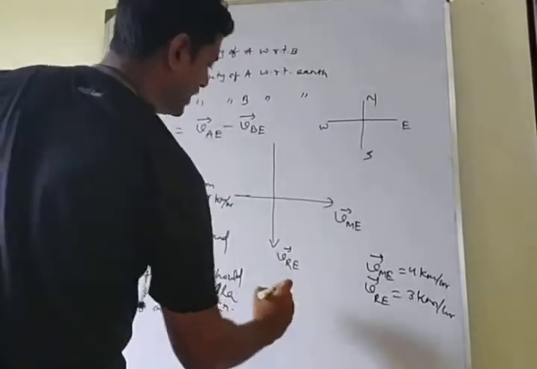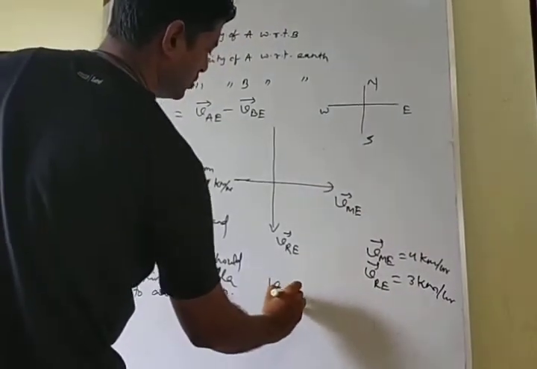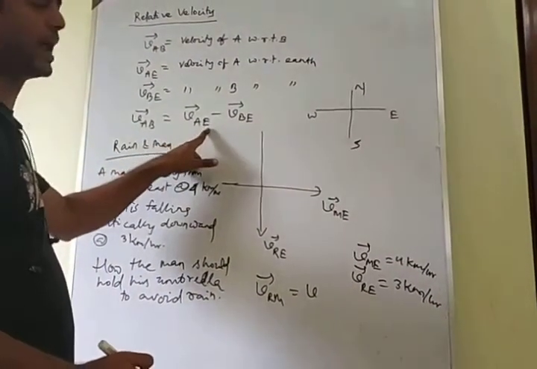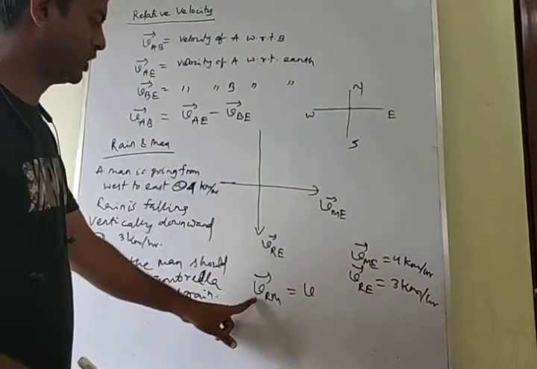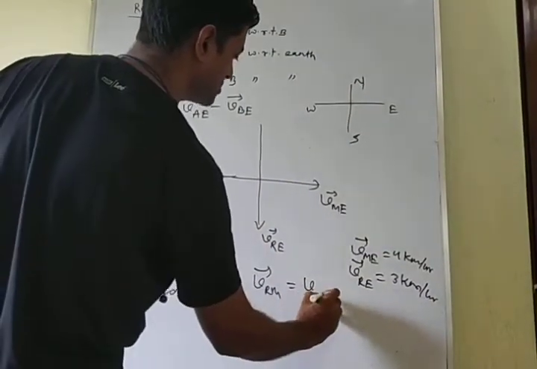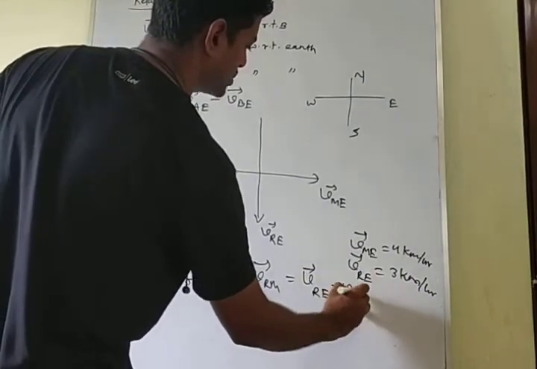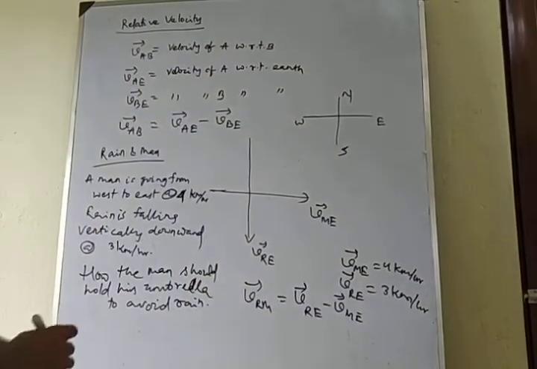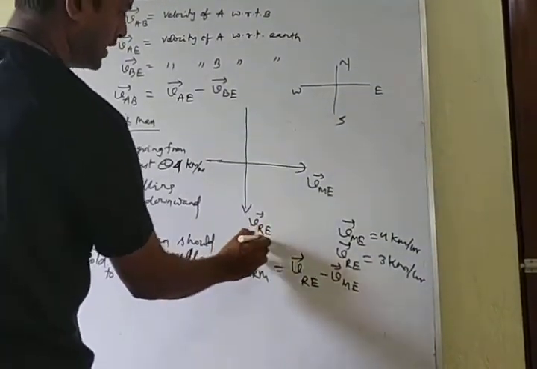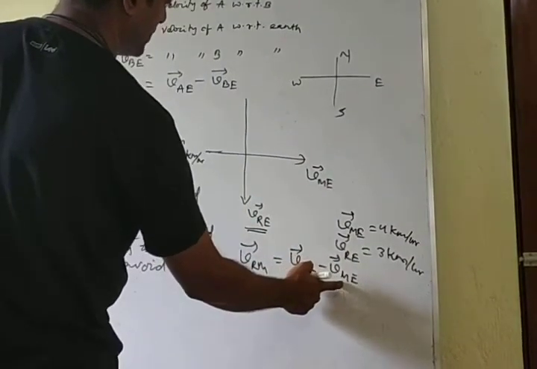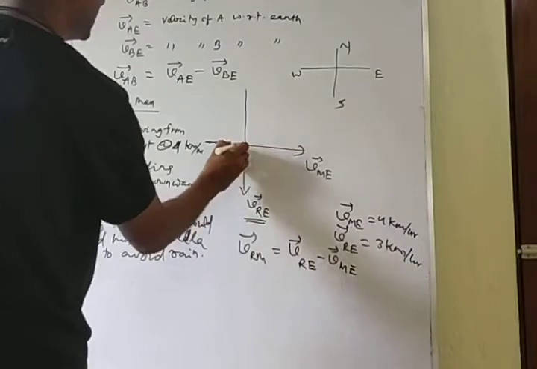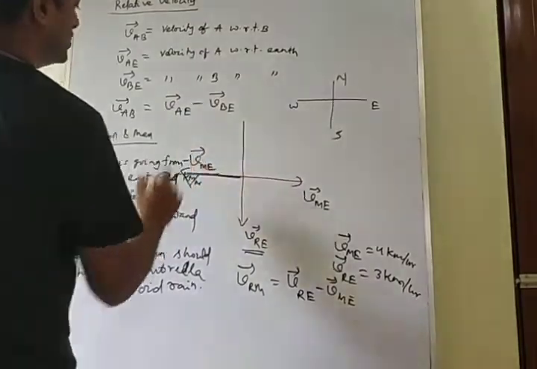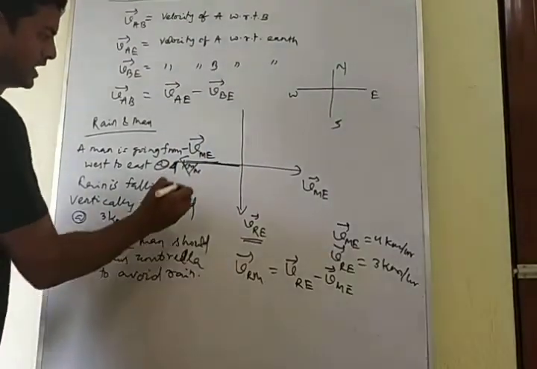Okay. Now velocity of rain with respect to man will be, according to this formula, velocity of A with respect to B equals velocity of A with respect to earth minus velocity of B with respect to earth. So velocity of rain with respect to man will be velocity of rain with respect to earth minus velocity of man with respect to earth. For minus velocity of man with respect to earth, I have to write like this. Velocity of man with respect to earth, this will be minus. So the resultant will be like this.